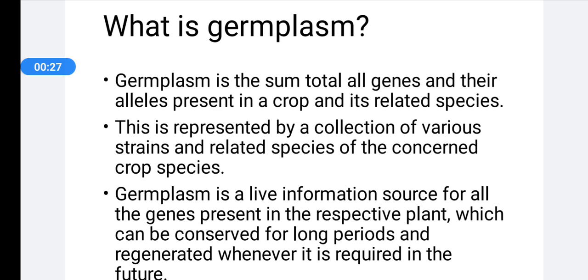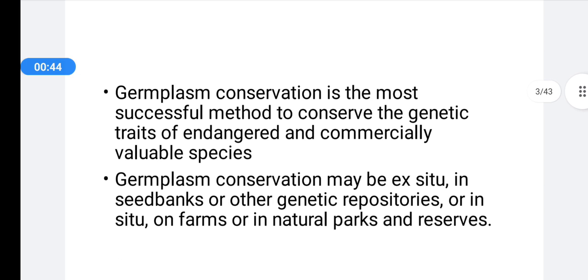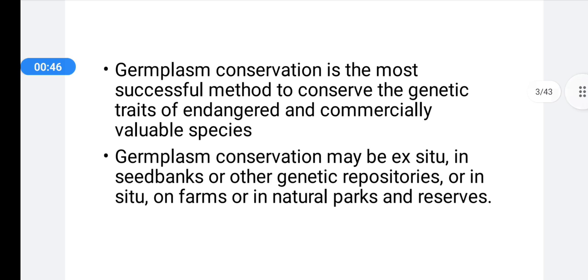So we can say germplasm is a live information source for all the genes present in the plant under consideration, and this information can be conserved for long periods, and it can also be regenerated whenever it is required in the future. Germplasm conservation is the most successful method to conserve the genetic traits of endangered and commercially valuable species of plants. Germplasm conservation can be of two types.